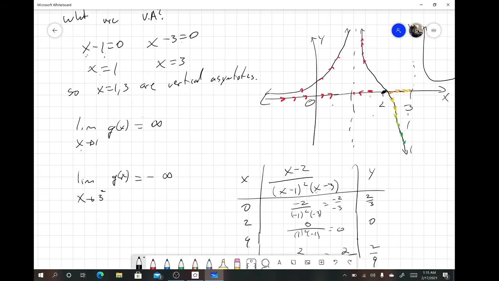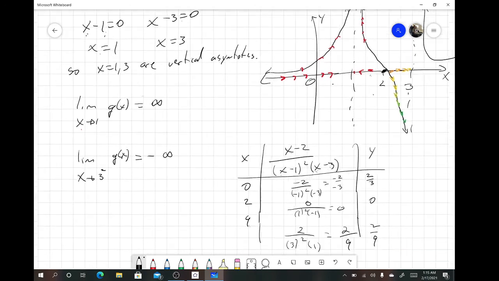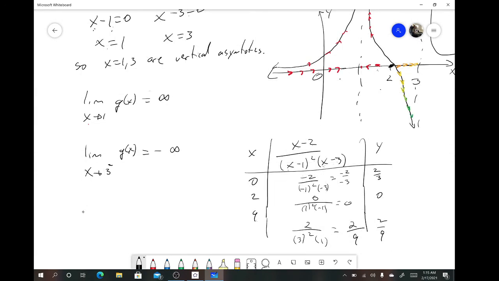Finally, the limit as x goes to 3 from both sides of g of x is actually not going to exist. And we can see that from the picture. If you really wanted to see it, you'll have to find the limit from the right side of g of x.